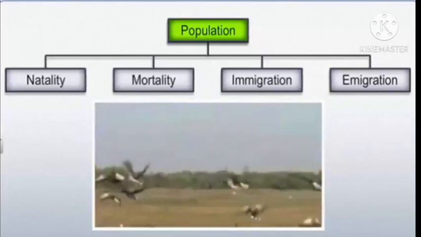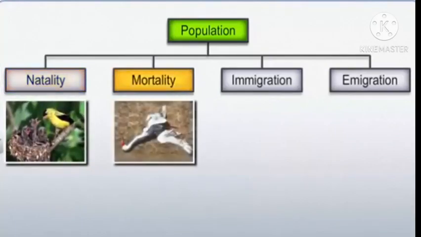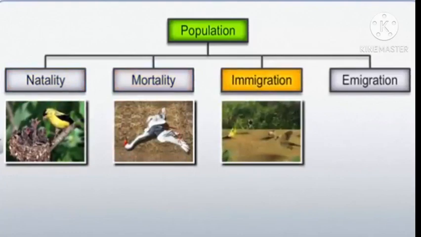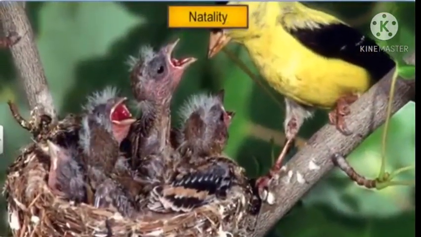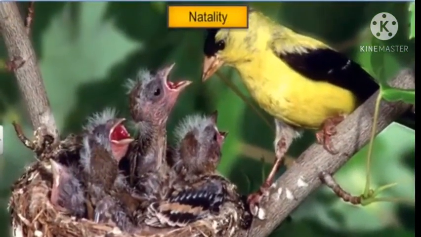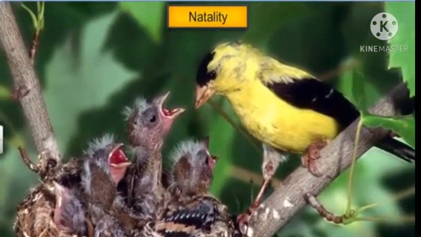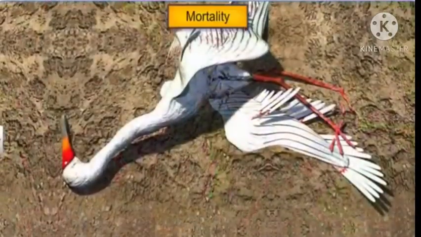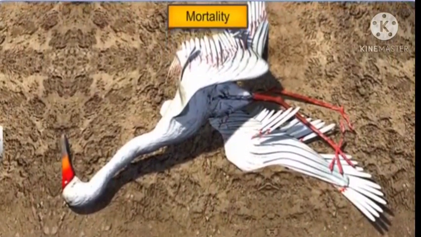These four processes are known as natality, mortality, immigration, and emigration, respectively. Natality is the number of births in the population that are added to the initial density during a given period, while mortality is the number of deaths in the population during a given period.